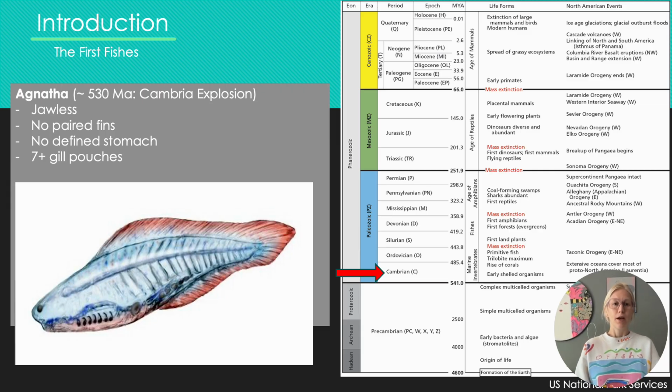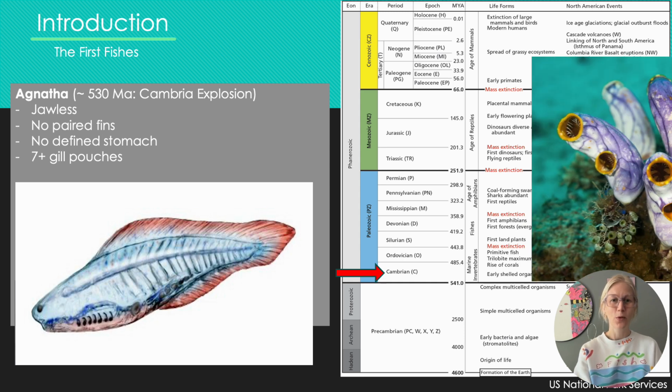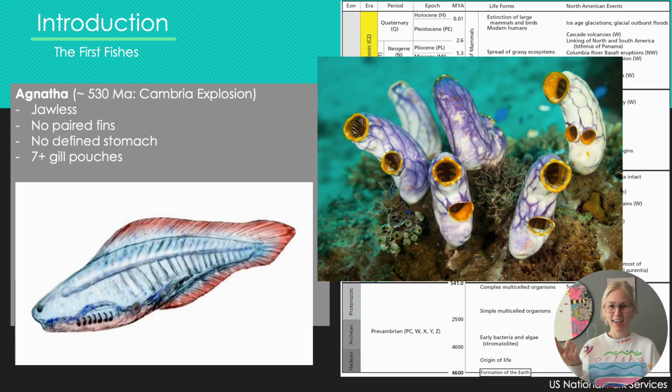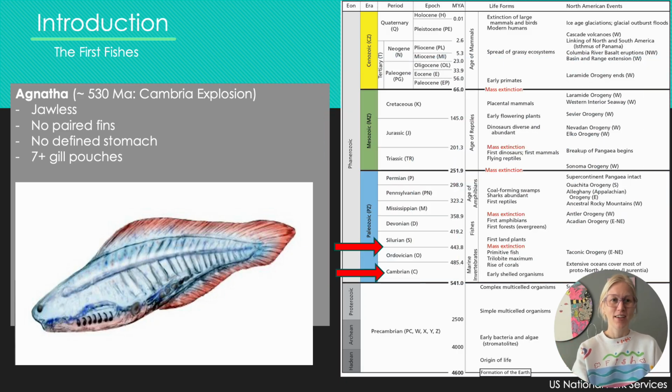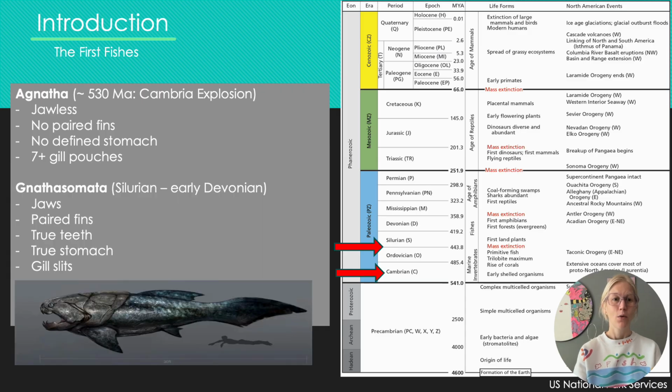And they have no paired fins, no defined stomach, and they don't have true gills yet, but they do have 7 or more gill pouches. And they share a common ancestor with tunicates. And if you needed any more convincing that evolution is wild and super cool, this is what a tunicate looks like. So, what?